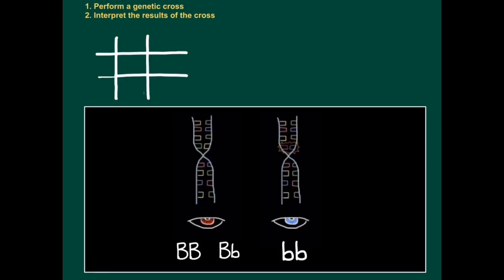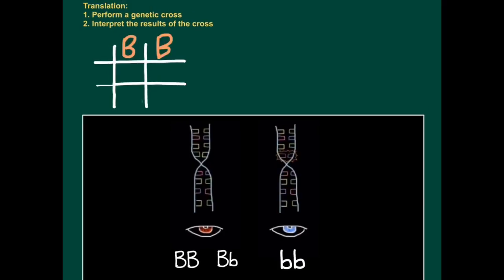So the first thing we do is perform the cross. So the father has brown eyes, big B, big B. I don't have to put this here, I could put this here, it doesn't make any difference. And the mother has blue eyes, small b, small b. Again, these could just swap positions. It makes no difference to the final results. So if we perform the cross, every one of these offspring will be heterozygous. They will carry 1 brown-eyed allele and 1 blue-eyed allele. Brown, blue, brown, blue, brown, blue.